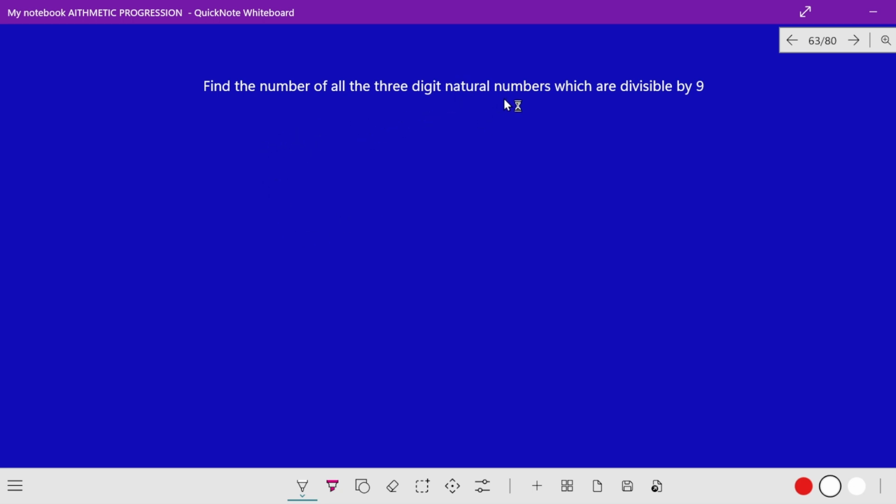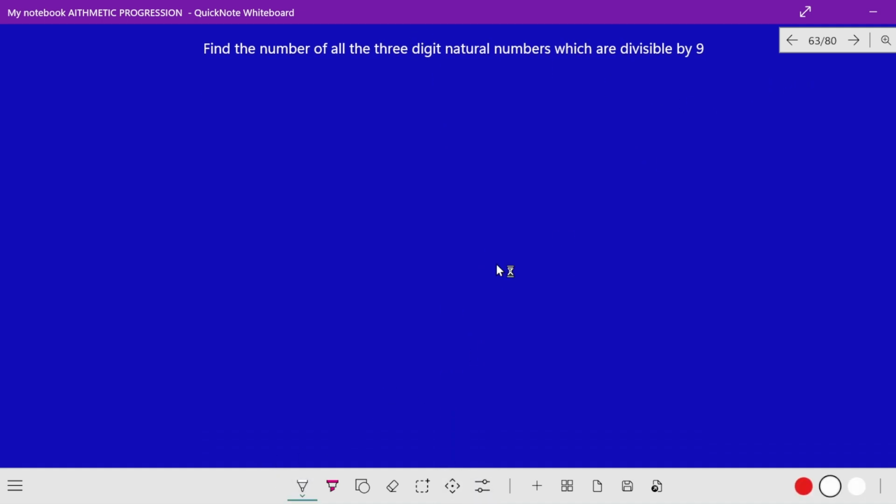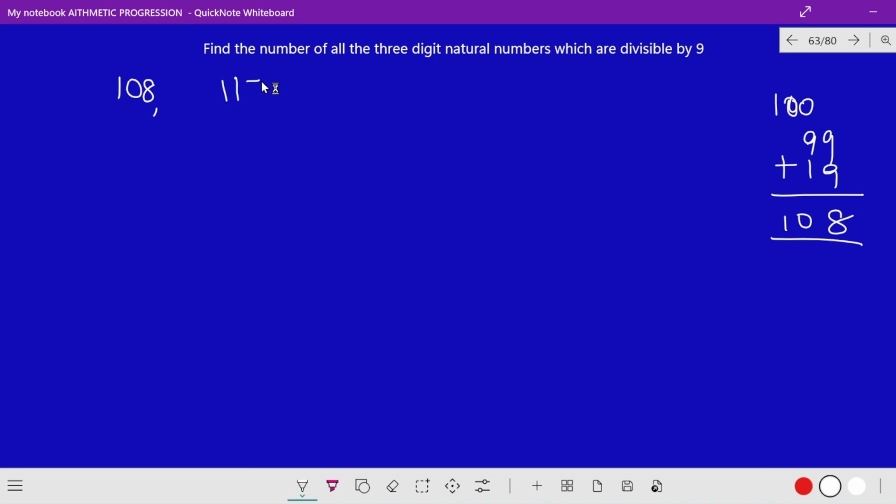Find the sum of all the three-digit natural numbers which are divisible by 9. Three-digit numbers which are divisible by 9 means we have to start from the first three-digit number. First three-digit number will be 100, but 100 is not divisible by 9. So before 100, which is divisible by 9, is 99. So 99, you add 9, how much will you get? 108. So the next number which is divisible by 9 is 108. Then you add 9, 108 plus 9 will become 117.